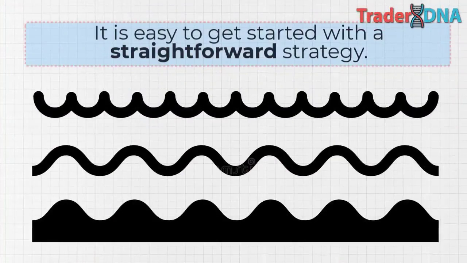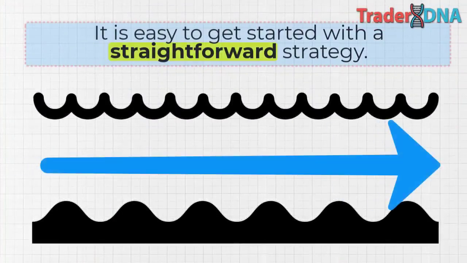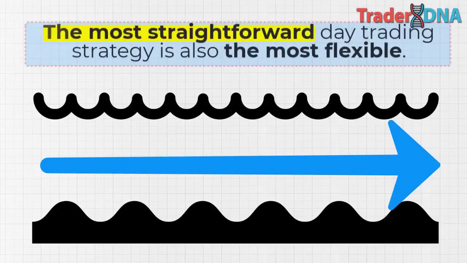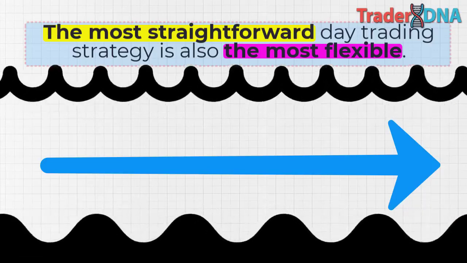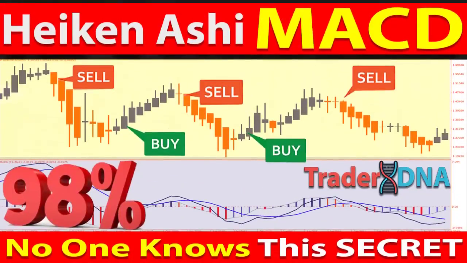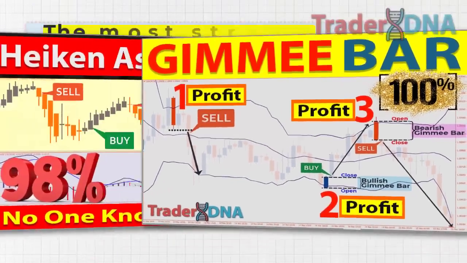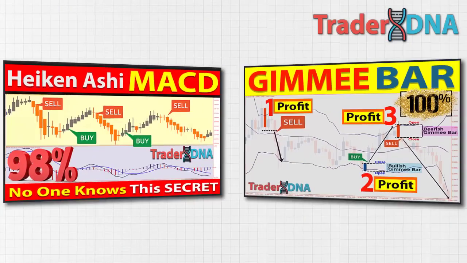First, it is easy to get started with a straightforward strategy. Hence, it acts as a helpful launchpad for any day trader, especially if you're just starting out. More importantly, the most straightforward day trading strategy is also the most flexible and hence the most powerful in the hands of a seasoned trader. If you look, it's easy to find many simple day trading strategies, including the Heikin-Ashi MACD strategy and the simple strategy using Bollinger Bands. These strategies are simple and easy to follow.